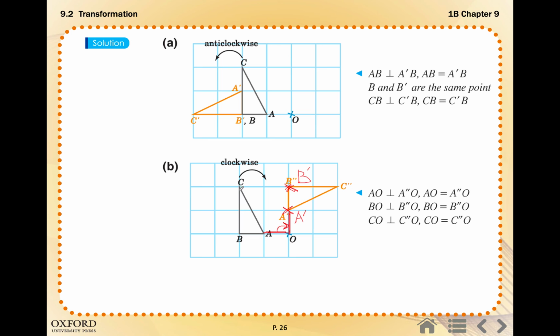And lastly, for C. How to mark C? Actually, it's very easy because you know that originally, the length of AB is 1 unit, and then BC is 2 units. So you know that here should be 2 units because the size of the image should be the same as the original one in the rotation. That's why C should be 2 units away from B. And here should be the image of C. And that's why you can form the image like this.